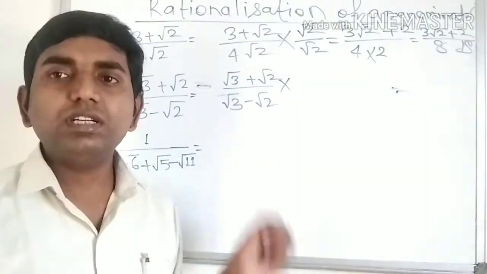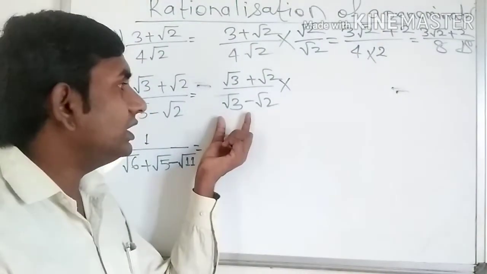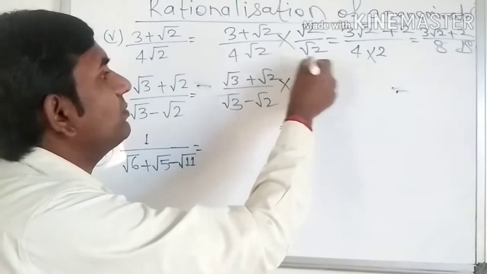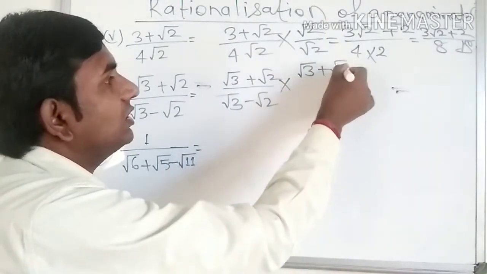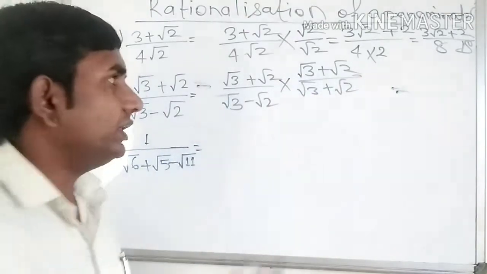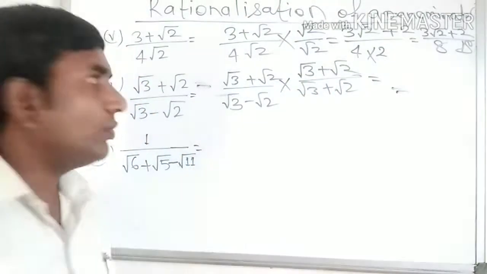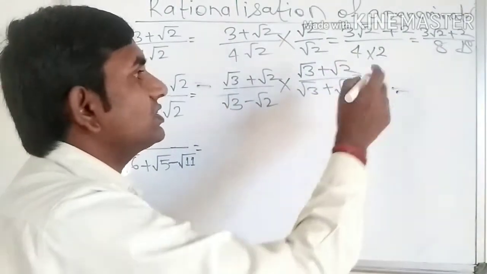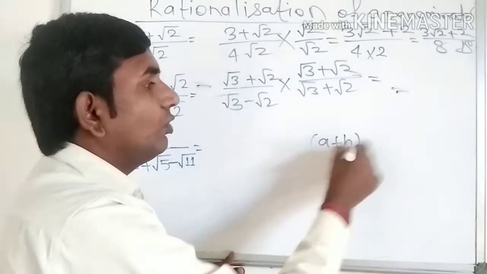Here we have to consider only the denominator. Here the denominator is given as under root 3 minus under root 2. So we have to multiply it by under root 3 plus under root 2 over under root 3 plus under root 2. Okay. Now after rationalizing it, we have a plus b. Here it is also a plus b. So it becomes (a plus b) whole square.